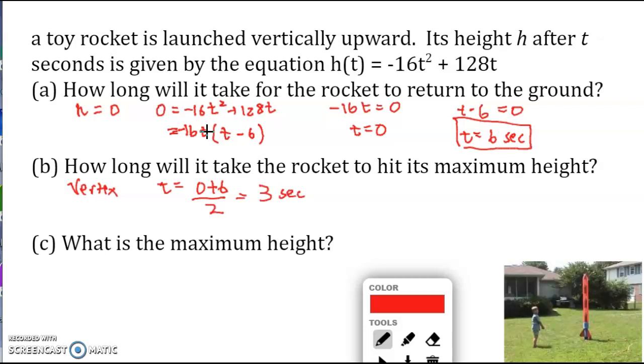And then what is the maximum height? That means we can substitute into h of 3, because the time is 3, to figure out what the height is. So that becomes -16 times 3 squared plus 128 times 3. So use the calculator. -16 times 9 is going to be -144, and 3 times 128 is going to be 384.